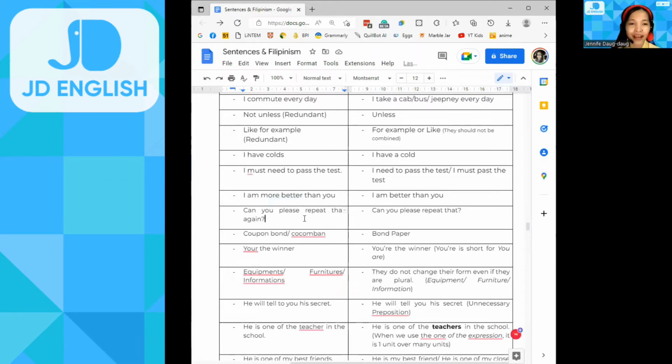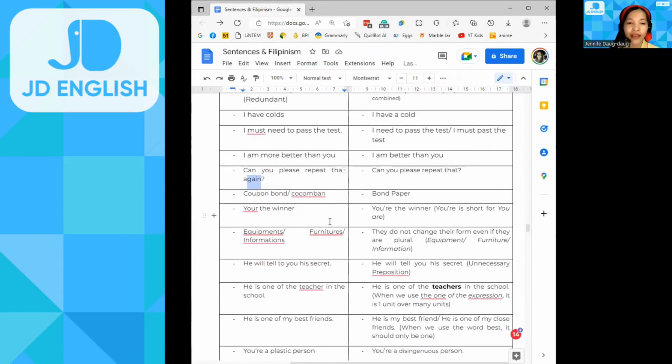So here we have redundancy again. Let's say like repeat and again. So it's redundant. So instead of saying that, we can say, can you please repeat that? Now we have kukunband or kukumban. So instead we should say bond paper.